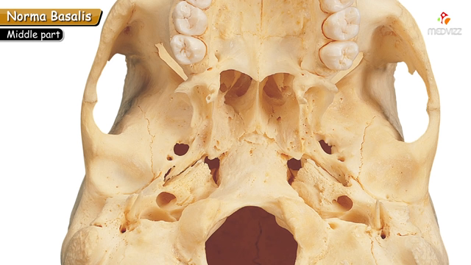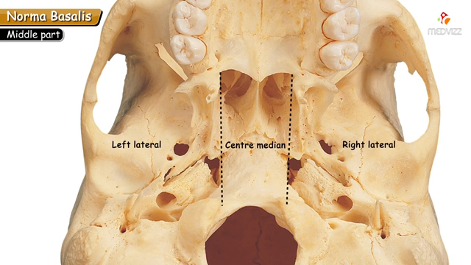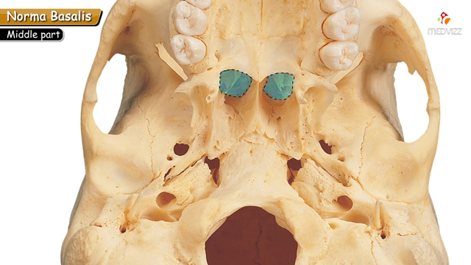To learn the features of middle part of Norma basalis, we can divide it into the center median area and right and left lateral areas on each side. Now have a look at this center median area. Anteriorly we can see 2 openings which are called as posterior nasal apertures. These are the openings of nasal cavity from the posterior side, and these apertures are also termed as posterior choanae.